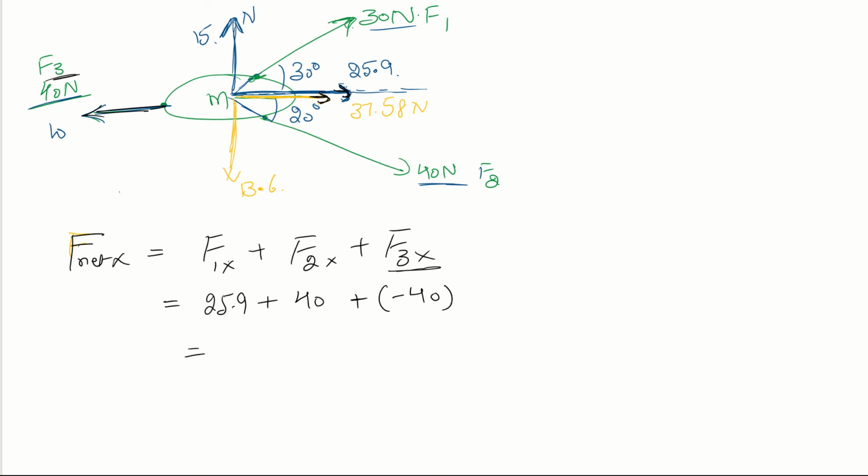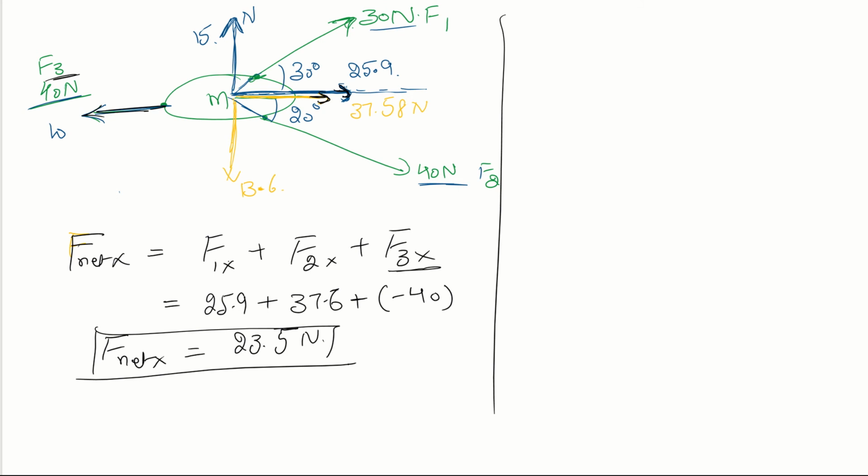So this value, actually F2x is not 40, this is 37.58. I'm going to call it 37.6. So 25.9 plus 37.6 minus 40 will give me 23.5 Newtons F net in the x direction, and then I will find F net in the y direction.